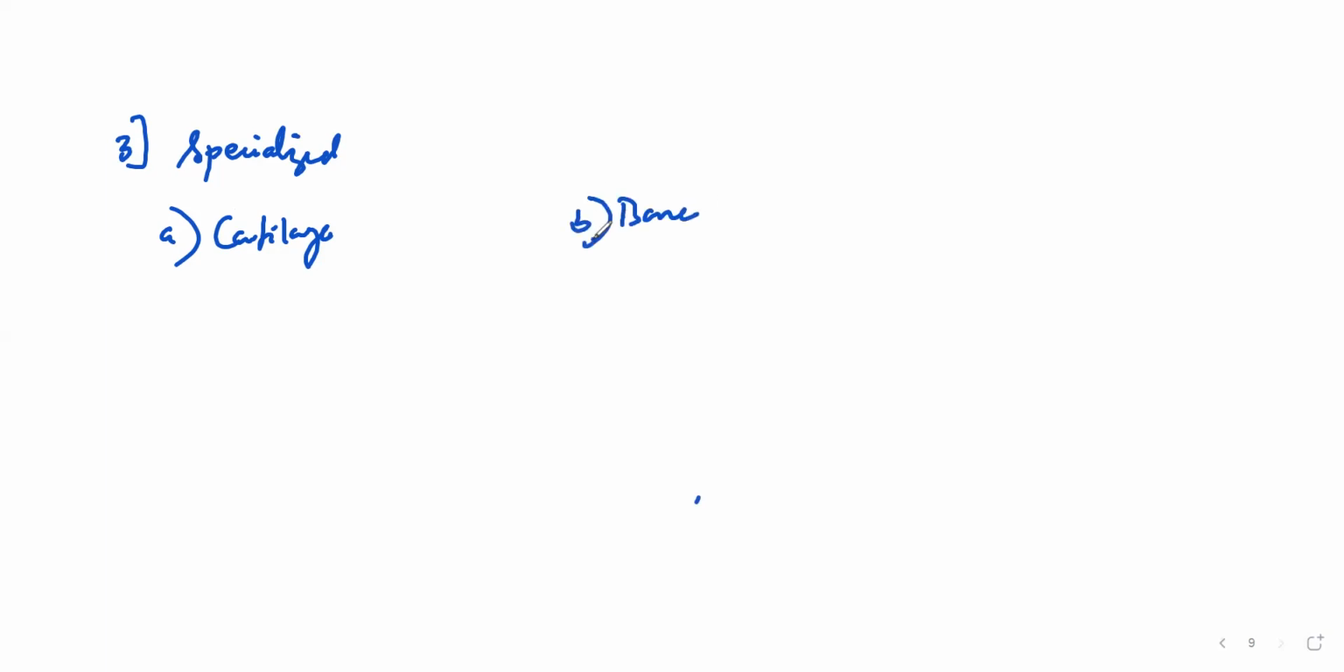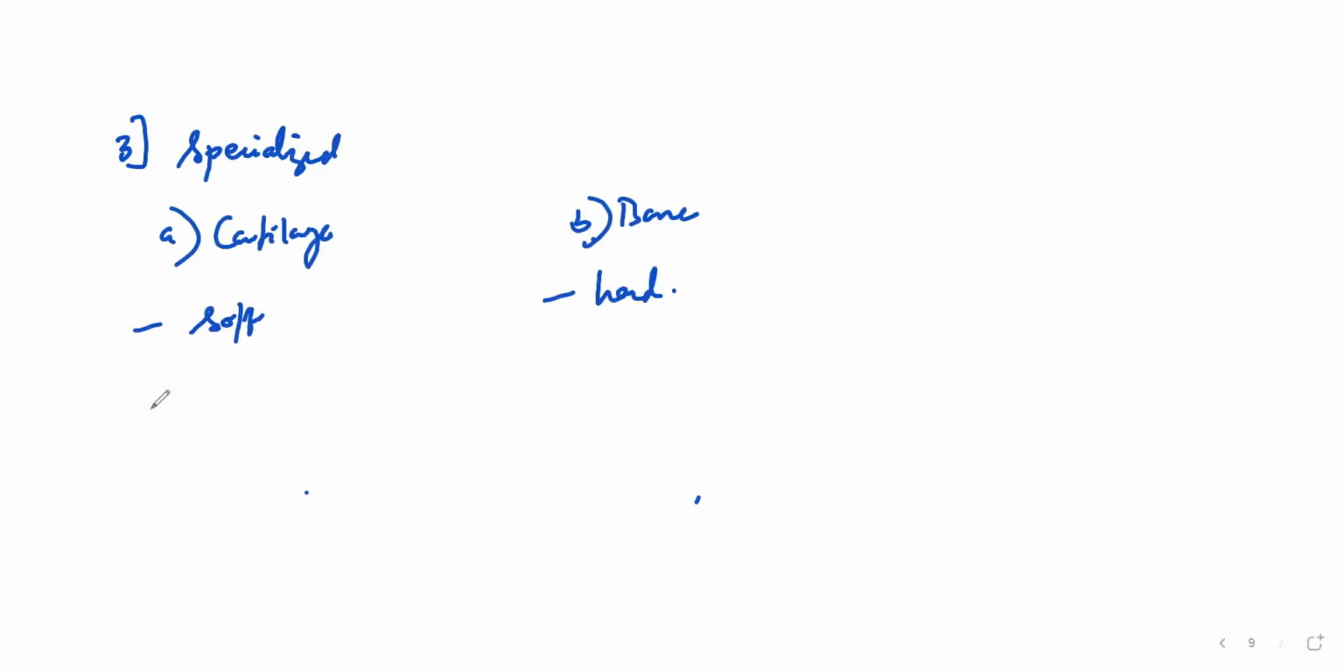Then comes the third one, that is specialized. So specialized means it's the cartilage, bone and blood. So over here we'll take the first one, which is cartilage. And I'll also write the bone over here. So we'll just differentiate these two. So cartilage and bone. Now cartilage will be what? Basically they will be soft, whereas bone will be hard.